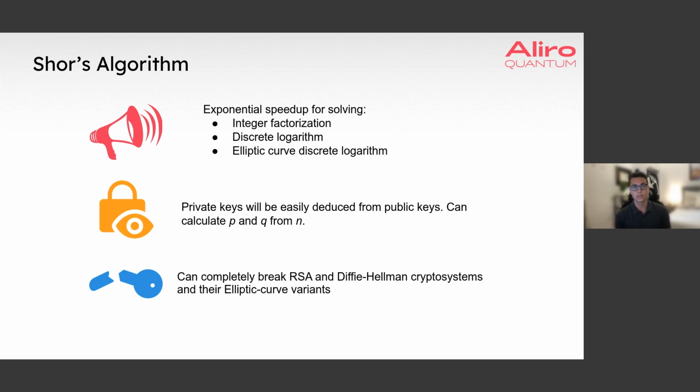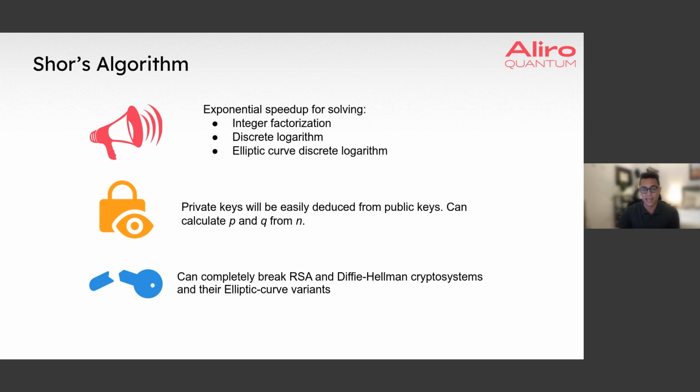These other math problems are used for the elliptic curve variants of the asymmetric protocols we're talking about. So what does this mean? This means that, if we can run Shor's algorithm, we'll be able to deduce private keys from public keys.